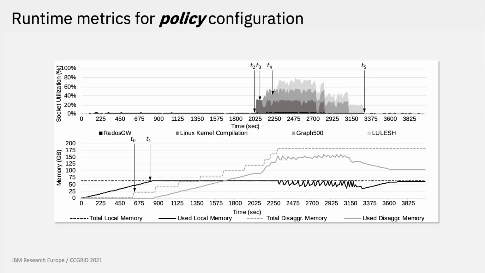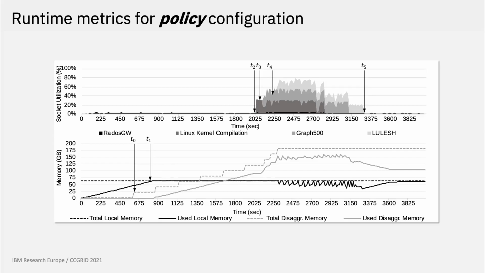In this slide, we present 2 charts with the policy configuration. More specifically, the top chart shows at runtime the socket utilization, and the bottom one the utilized and the total available memory for both local and disaggregated memory. The x-axis of both charts is aligned and represents the evolution of time in seconds.